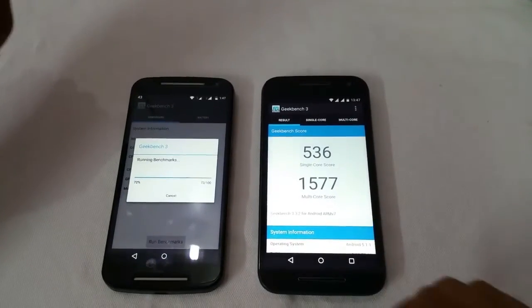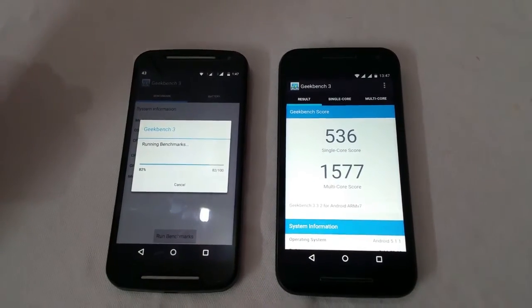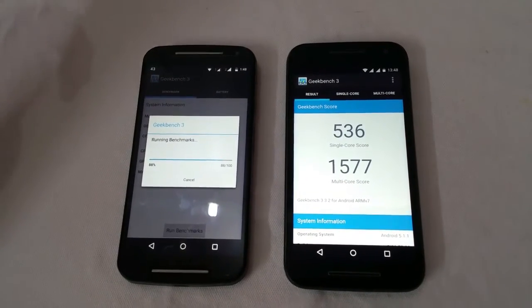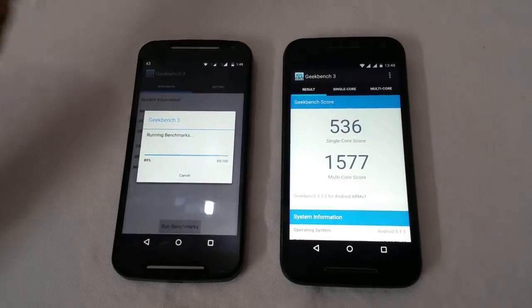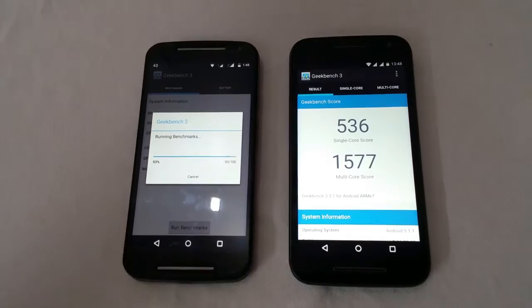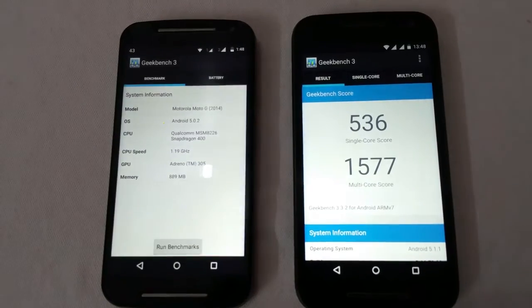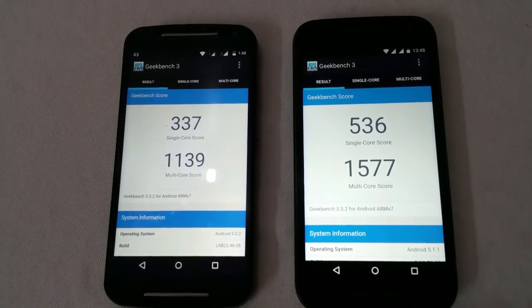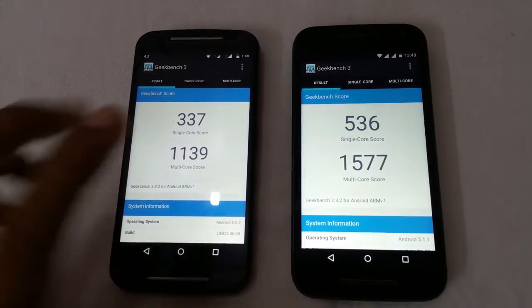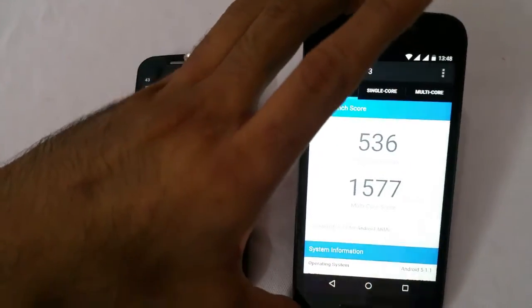Let's see. This one is almost completed, the Geekbench 3 for the Moto G third generation. It says 536 single-core score and 1577, I'm sorry, 1577 multi-core score. So that's good. It seems like the second generation is way behind, about 95%, and it's uploading the results now. Here you can see 337 single-core and 1139 multi-core score. A lot of difference between both of them: this one the second generation and this one the third generation.